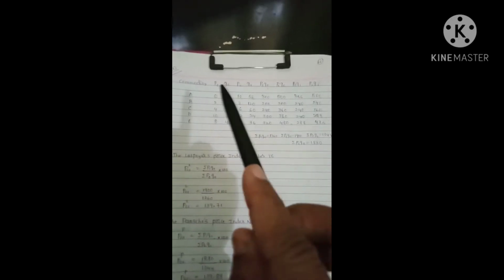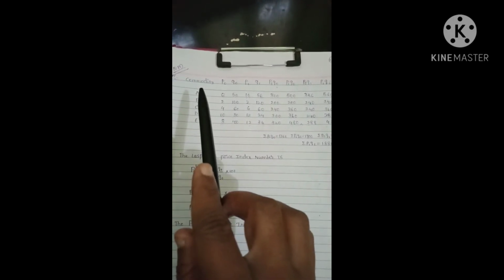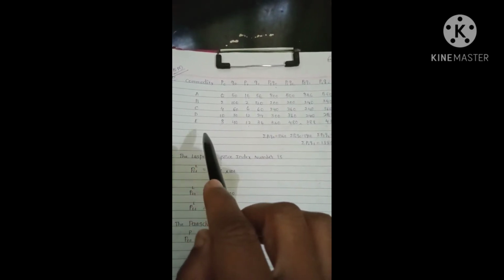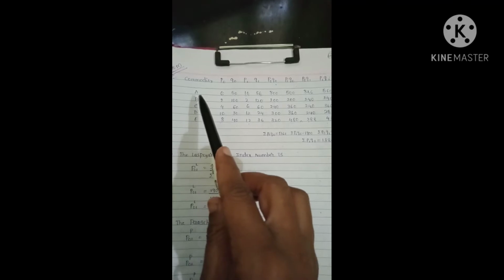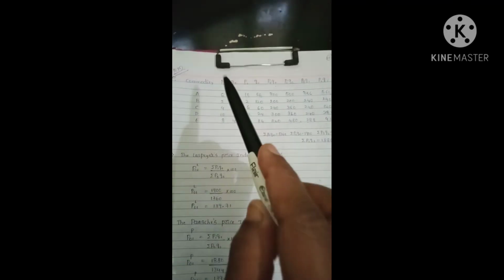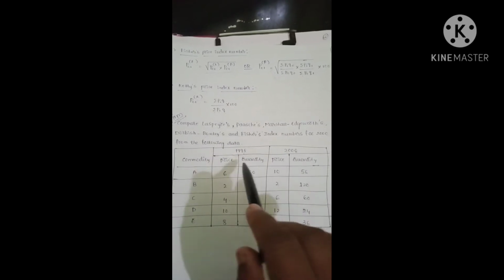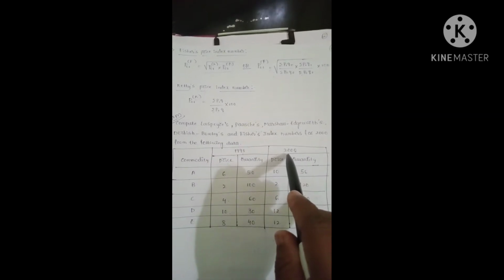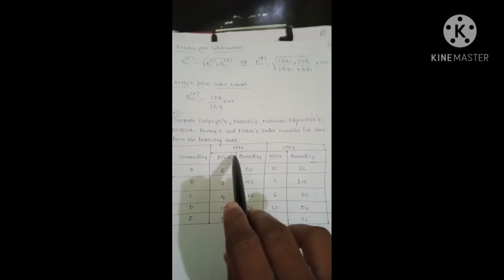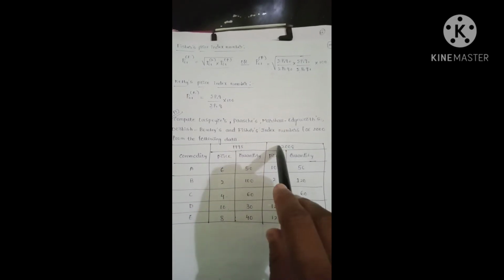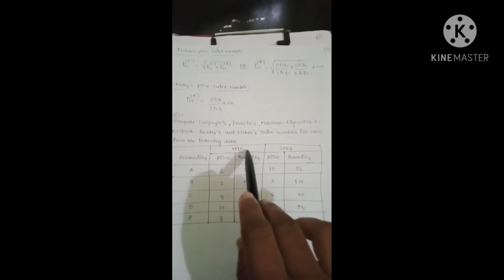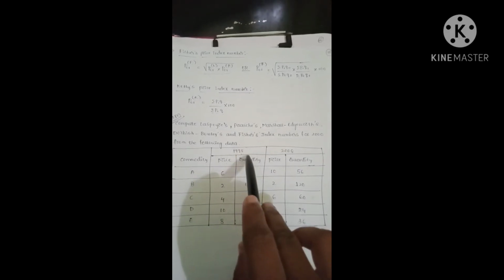First we create one table. How we create? First write commodity. The commodities are already given in the question: A, B, C, D, E. Next observe in the question two years are given: 1995 and 2000. Which one is the current year and which one is the base year? Compare these two. The highest year is defined as current year, the lowest year is defined as base year. Here the highest year is 2000, defined as current year, and 1995 is the lowest year, defined as base year.